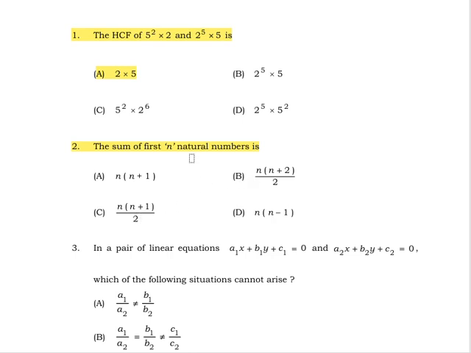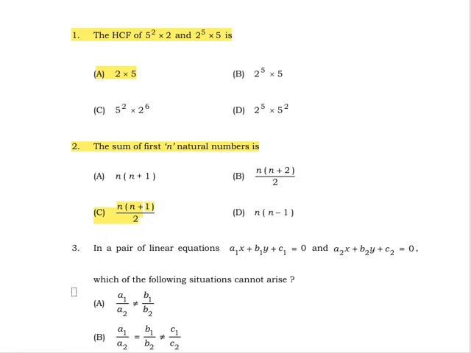You should observe here the direct formula for the sum of the first n natural numbers is n into n plus 1 by 2. This is the correct answer. To confuse you, they have given n into n plus 2 by 2 here, so that is not the correct answer. C is the correct one, n into n plus 1 by 2. This is the direct formula, so you can write it here.